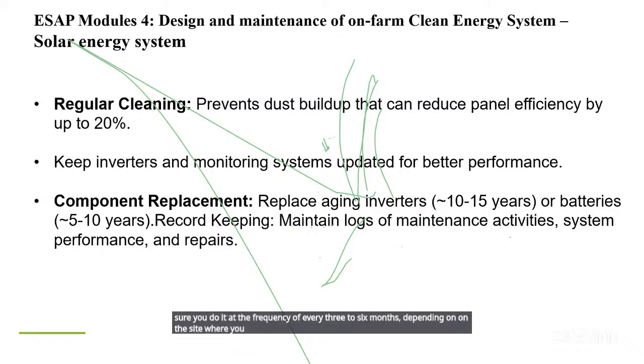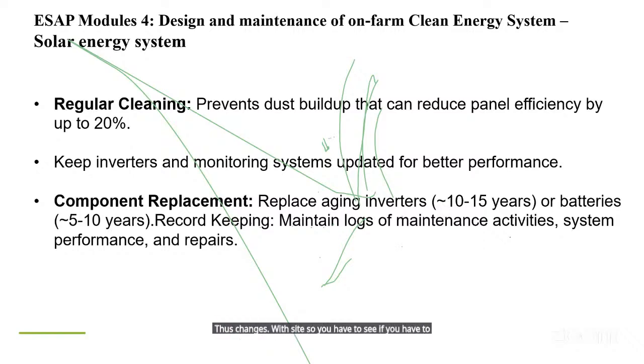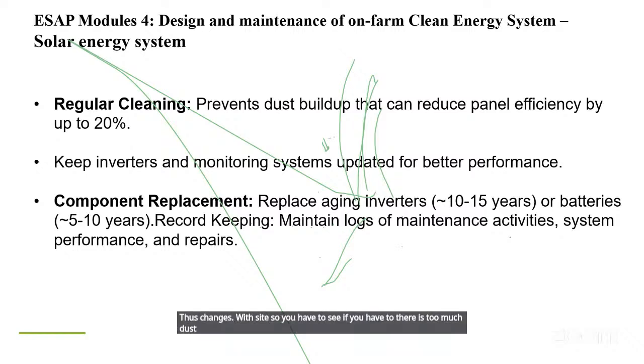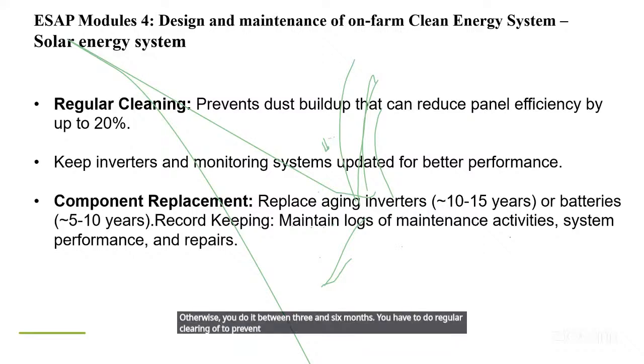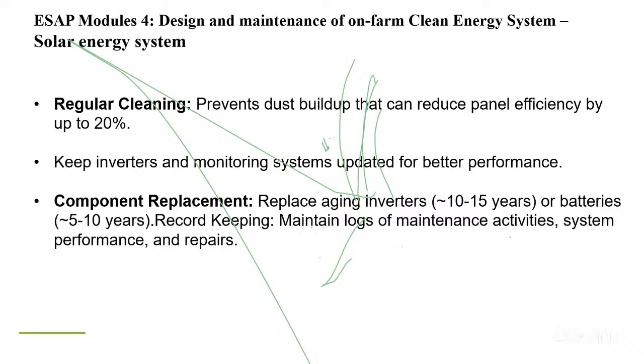where you are, because the level of dust changes with site. So you have to see if there is too much dust, you do it after 3 months. If there is less, you do it after 6 months. Otherwise, you do it between 3 and 6 months. You have to do regular cleaning to prevent dust building up on a solar panel, and so you are to reduce it. It is giving very small amount of power.